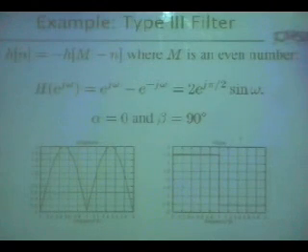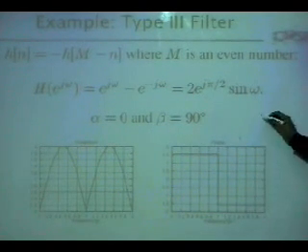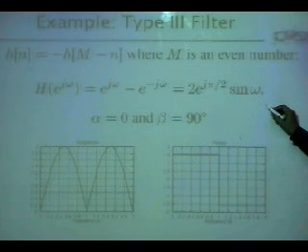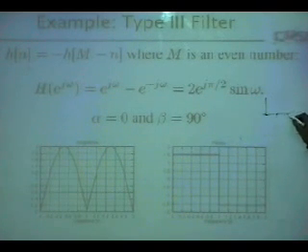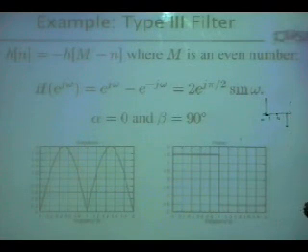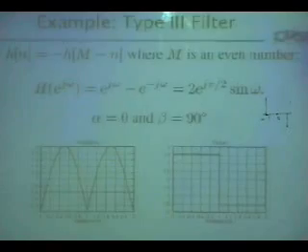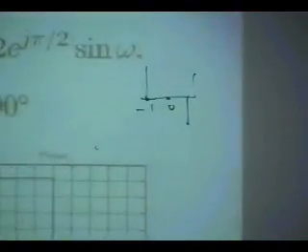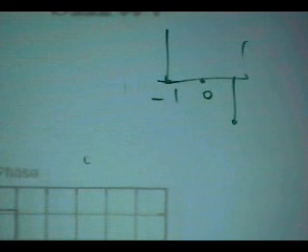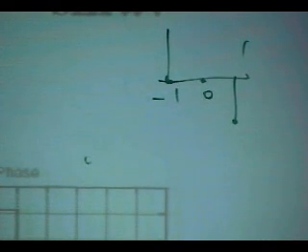Now type 3 filter. In type 3 filter, you have h of n equal to minus h of m minus n. It should be antisymmetric, where m is an even number. Here an example is taken where you have this and this. Okay, this is 0, minus 1, 1. This is antisymmetric with m even, which means there are an odd number of samples.